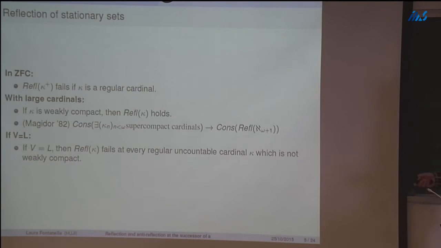On the other hand, V equals L gives you anti-reflection, and here you can see it with the reflection of stationary sets. In fact, if V equals L, then the reflection of stationary sets fails basically everywhere but at weakly compact cardinals.